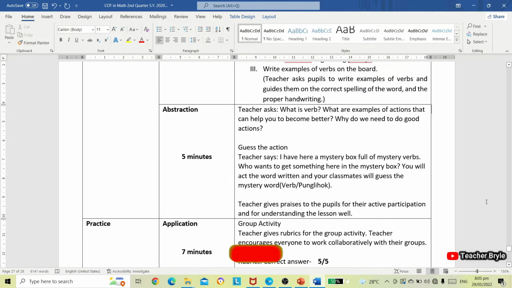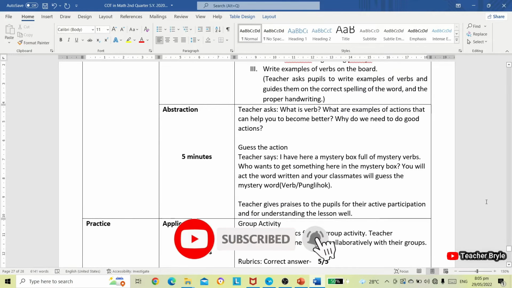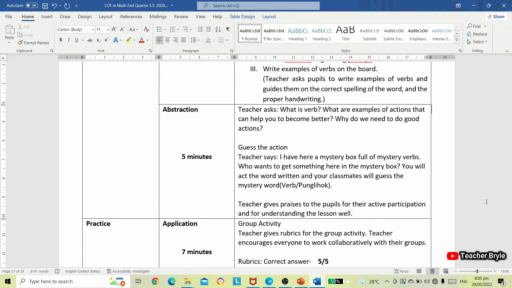Test 3. Teacher asks pupils to write examples of verbs and guides them on the correct spelling of the word and the proper handwriting. Abstraction, 5 minutes. Teacher asks, what is verb? What are examples of actions that can help you to become better? Why do we need to do good actions? You will act a word written and your classmates will guess the mystery word or verb or pungliho. Teacher gives praises to the pupils for their active participation and for understanding the lesson well.